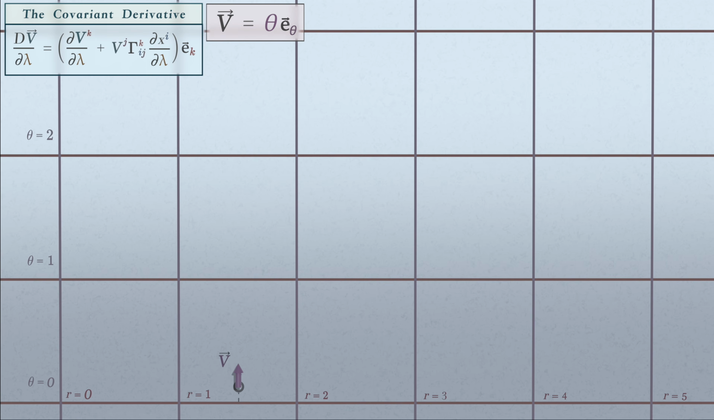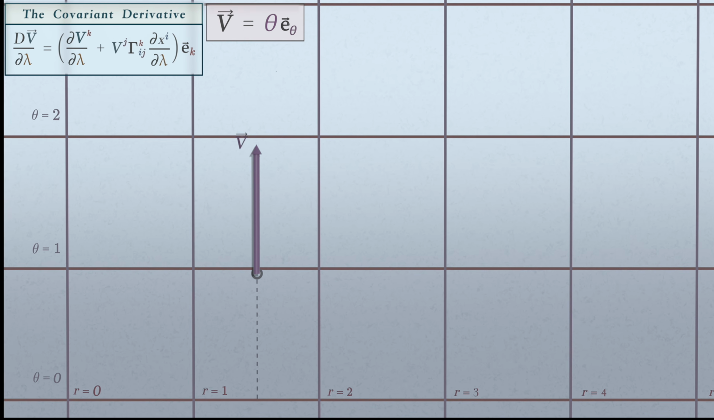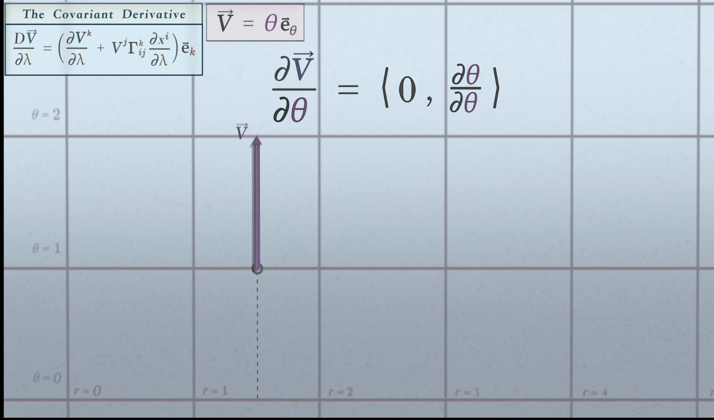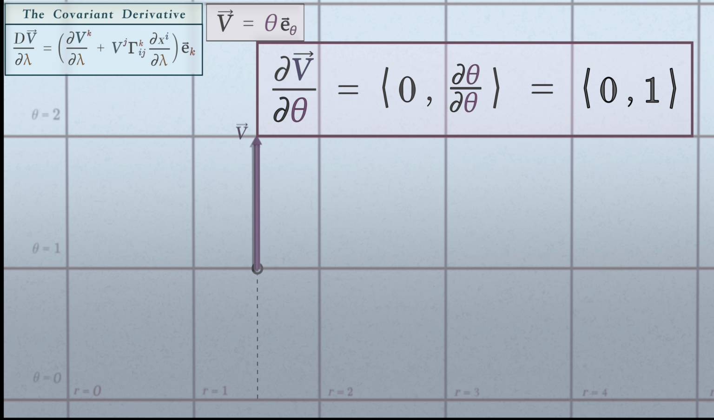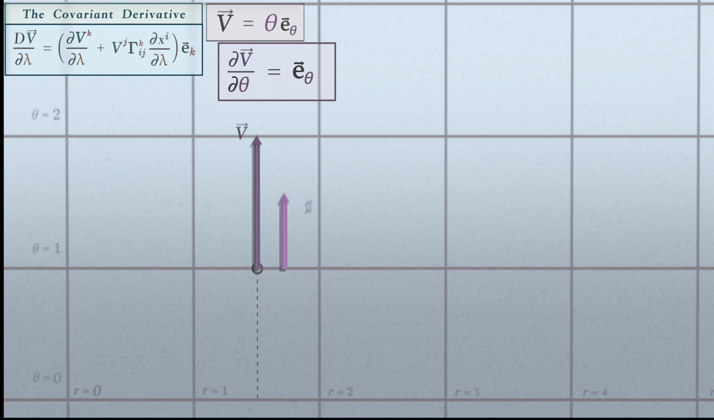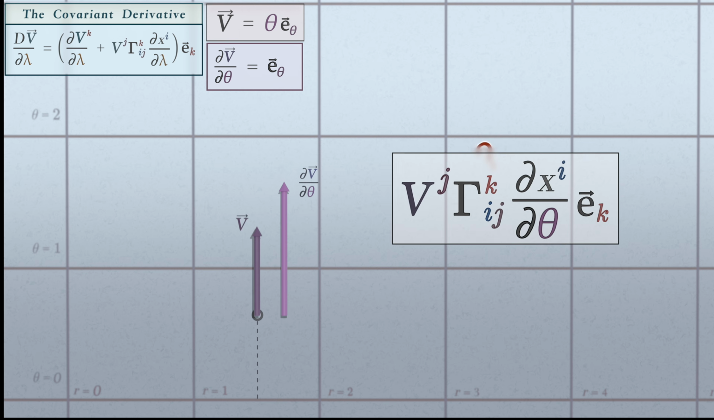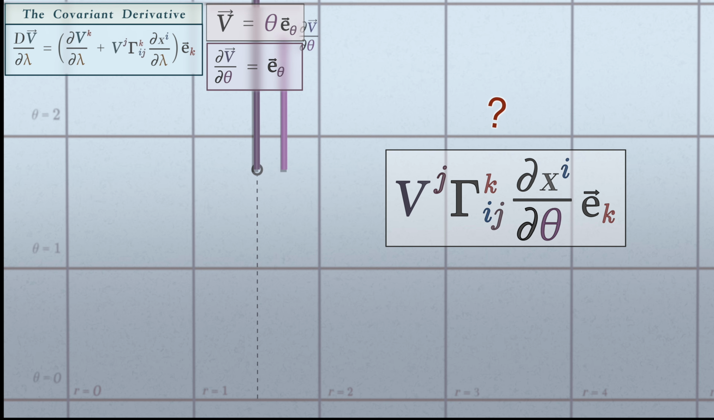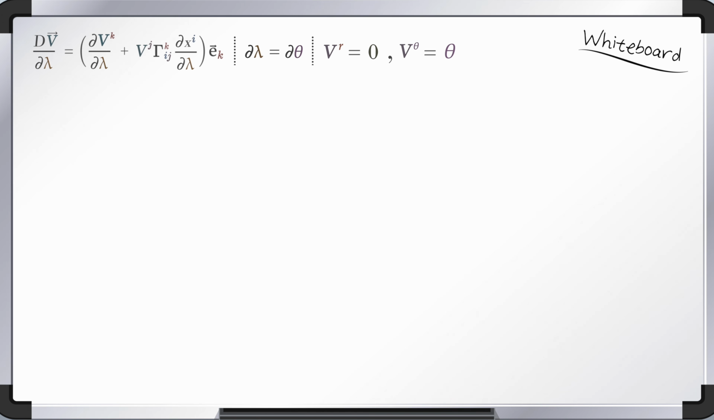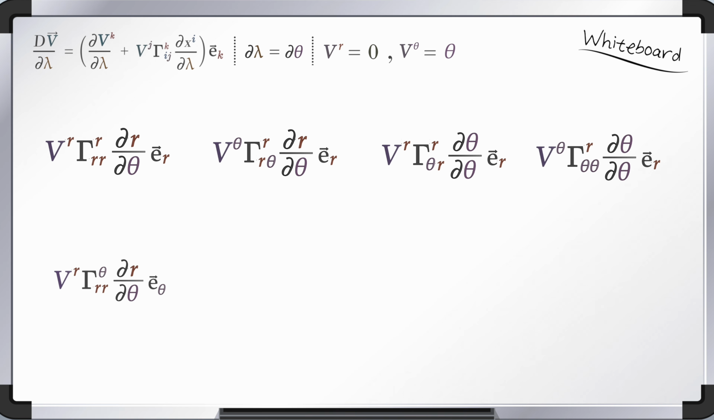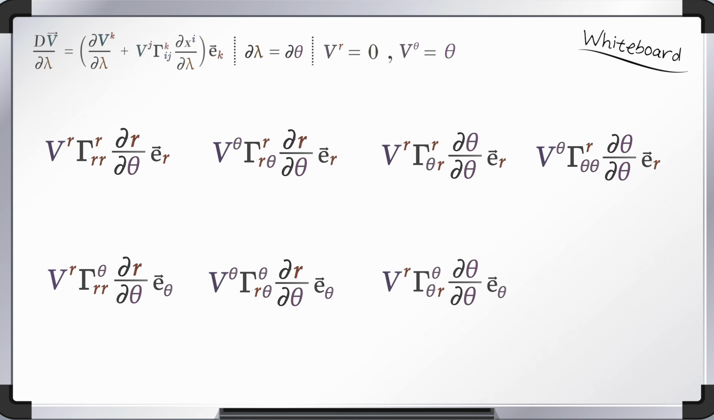Now in the parameter space, our covariant derivative is quite simple. dv/d theta merely becomes the vector (0, 1), or e theta. But performing the derivative only in the parameter space misses the covariant component, v^j gamma^k_ij dxi/d theta ek, which we must now calculate. Now to do this systematically, you'd have to run through all the possible permutations of i, j, and k being equal to r and theta, which would give you a total of 8 terms to calculate.